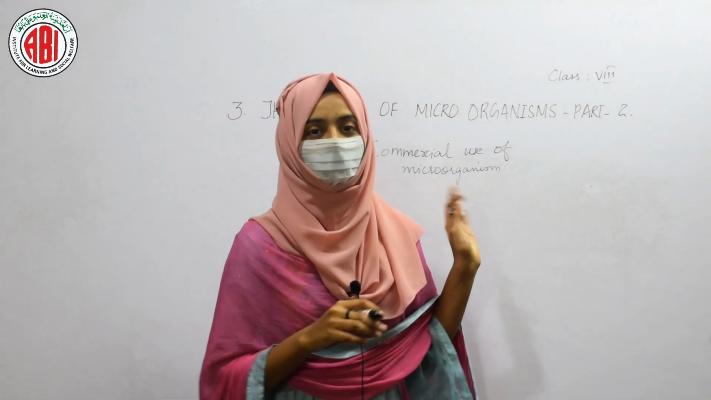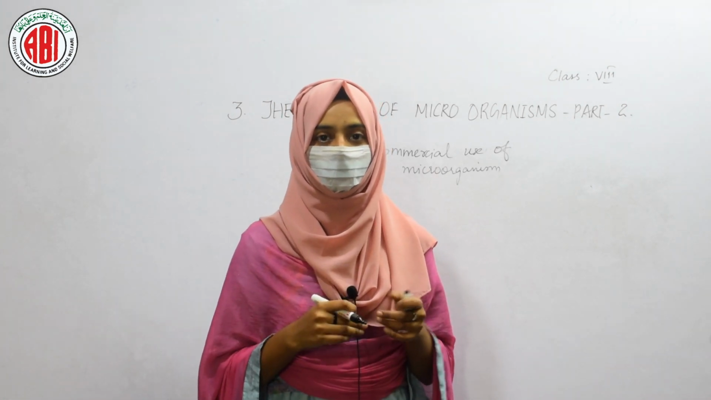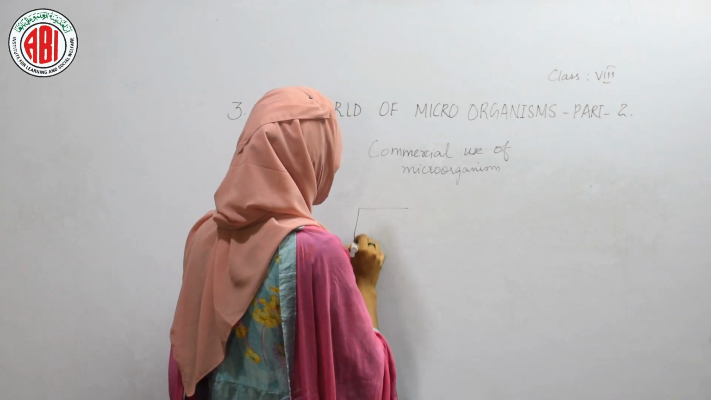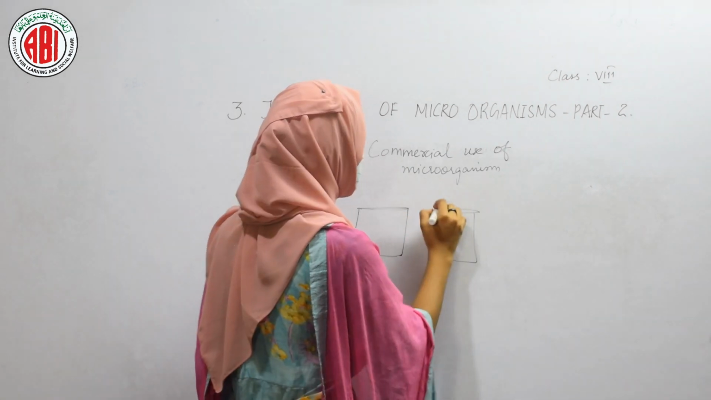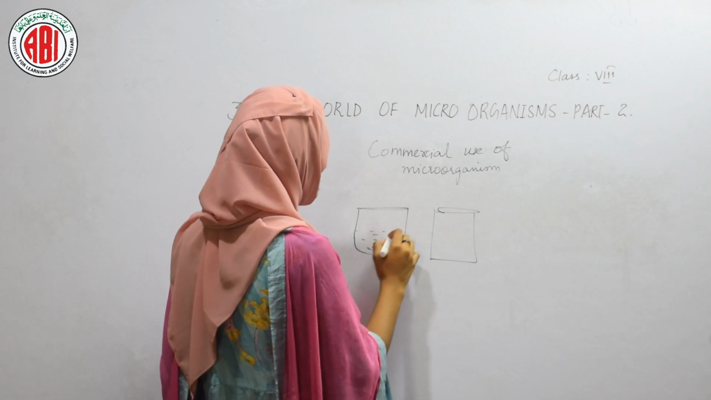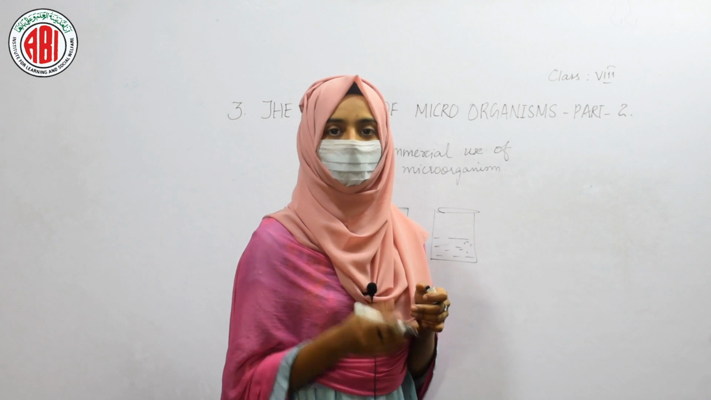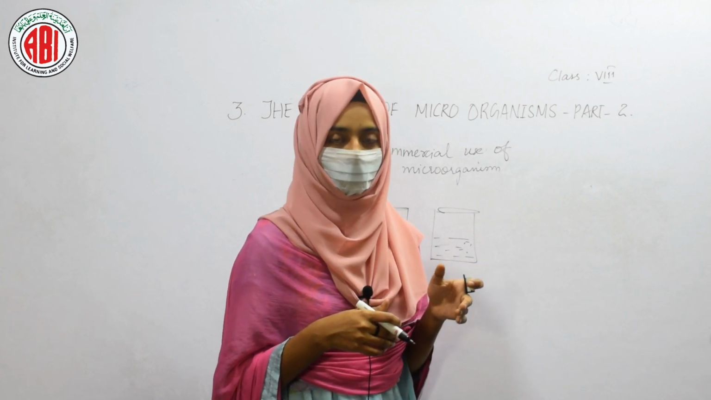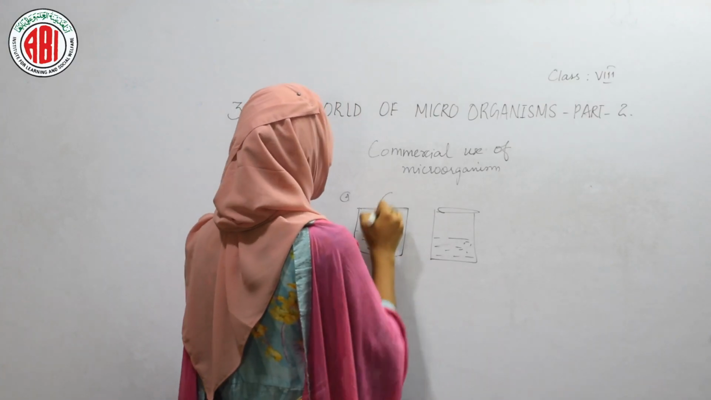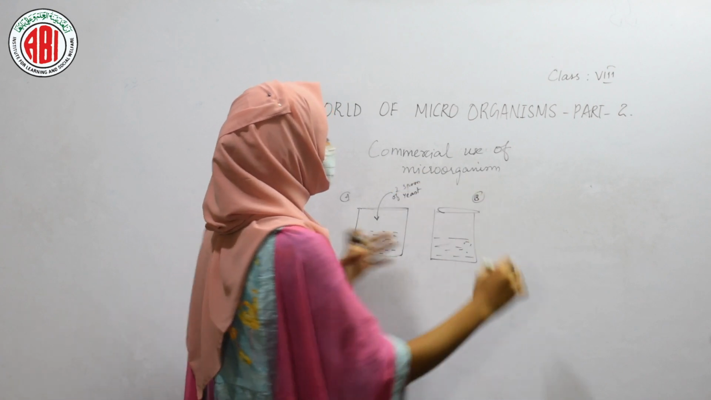Okay, let us discuss the commercial use of microorganisms. To understand how microorganisms are used commercially, let us do one activity. In this activity we are going to take 2 beakers, or we can take 2 bowls also. In both the beakers, prepare a sugar solution. We all know how to prepare the sugar solution. Take 100 ml of water in both the beakers and add 1 spoonful of sugar. Stir it well, then it will become a sugar solution. In beaker A, add 1 or 2 spoons of yeast, and in beaker B we are not going to add anything.